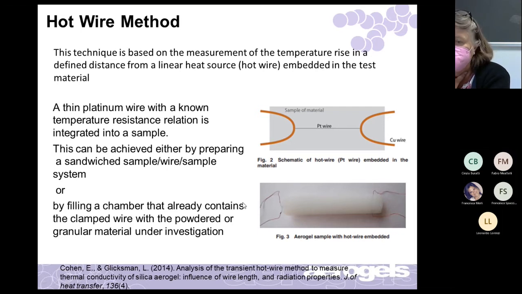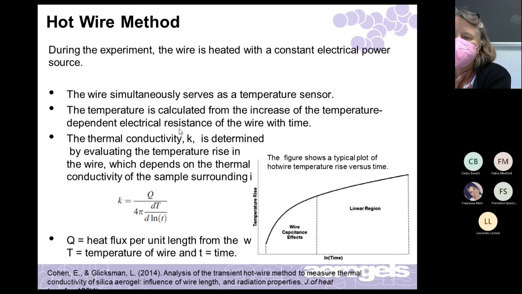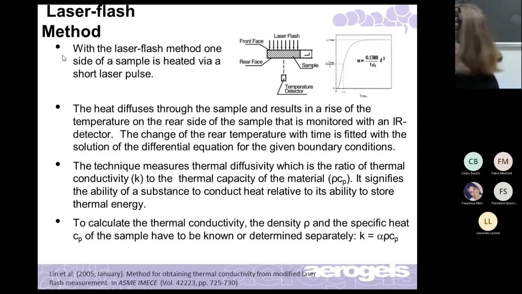Another similar method is the laser flash method. You have a sample and you flash it on one side with a short laser pulse. And on the other side, you detect the temperature. So the heat diffuses through the sample and results in a temperature rise on the rear of the sample that's monitored with an IR detector.